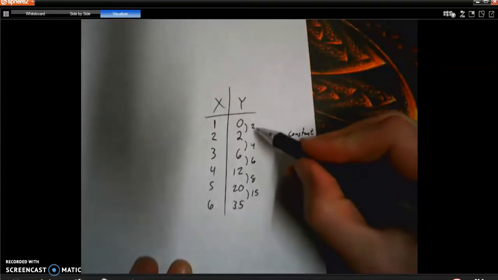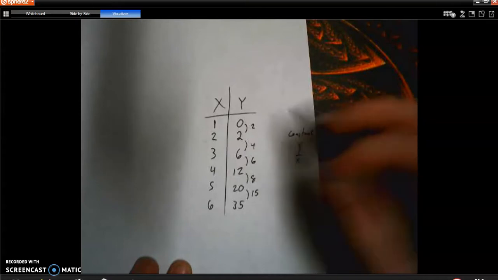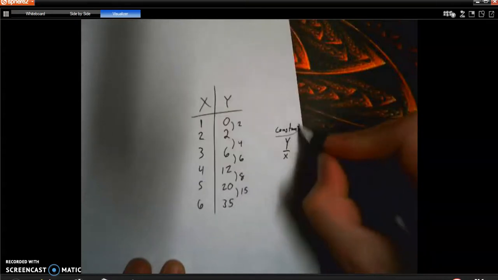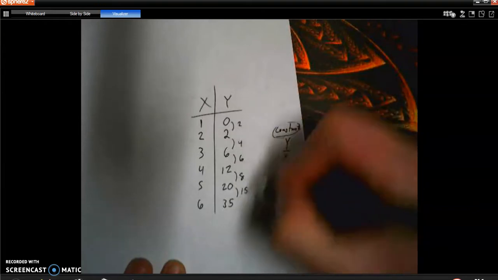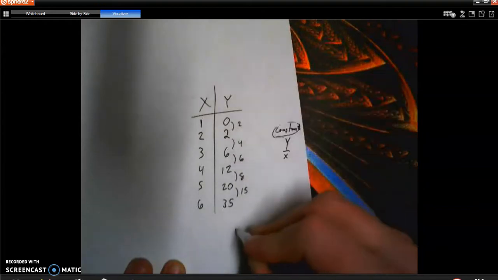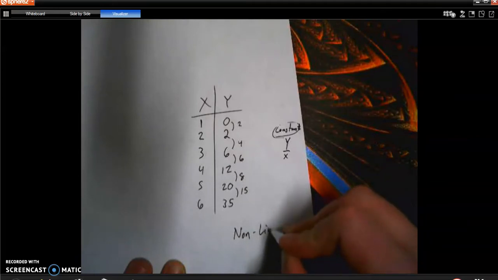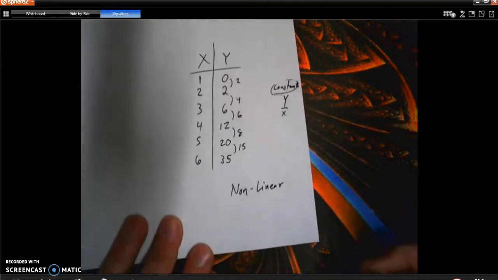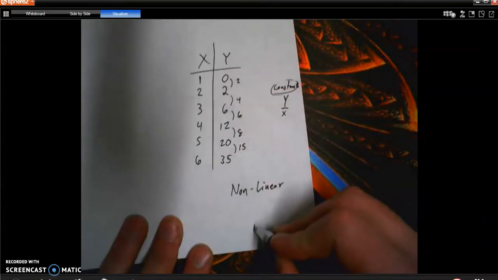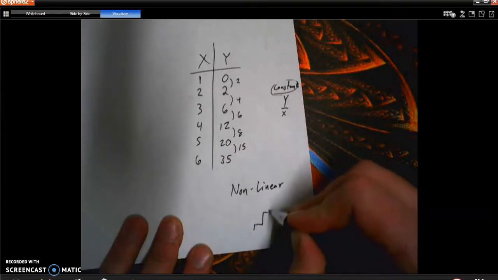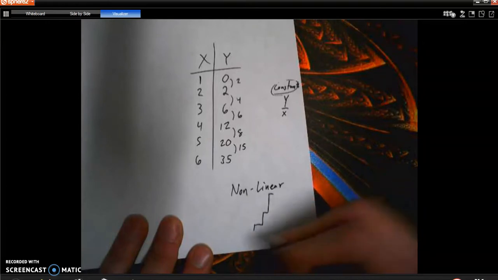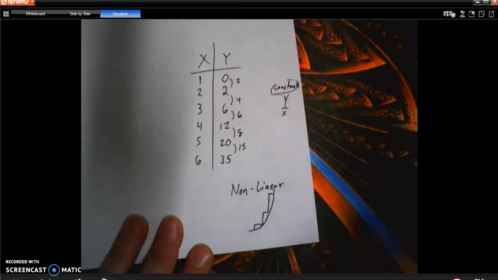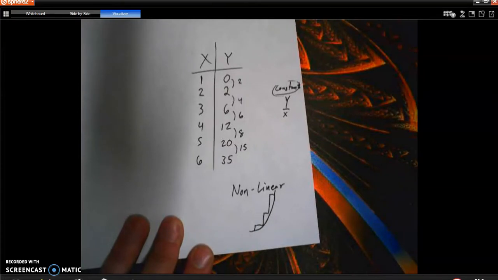Even though there might be a pattern like 2, 4, 6, 8, that doesn't matter. What matters is that it's constant. So we should be seeing like a 2, 2, 2, 2. So that right there alone tells me this is non-linear. And what that probably looks like as a graph is it goes up 2 over 1, then up 4 over 1, and then up 6 over 1, and we have these stairs that aren't the same, and they're hard to walk on, and it creates a curved line, which makes it non-linear.